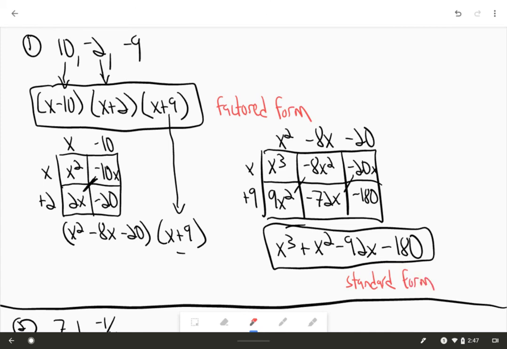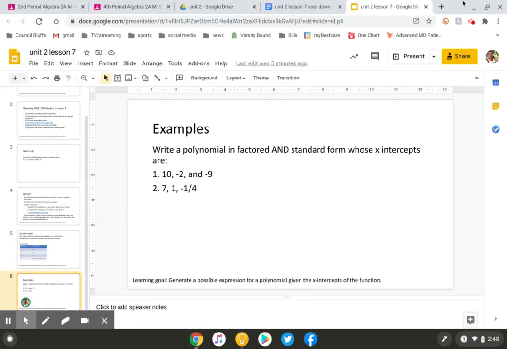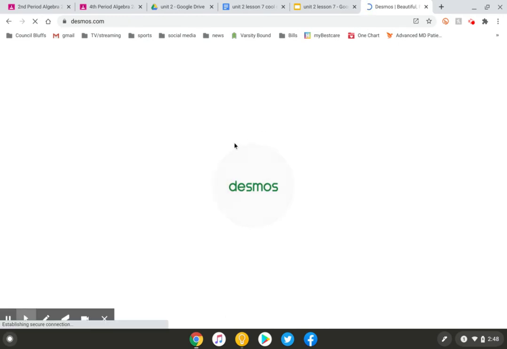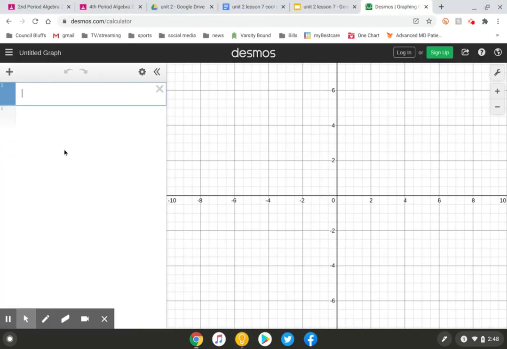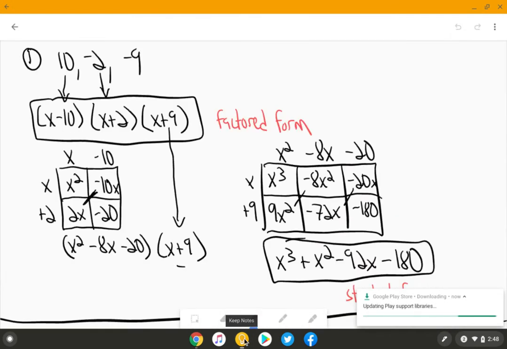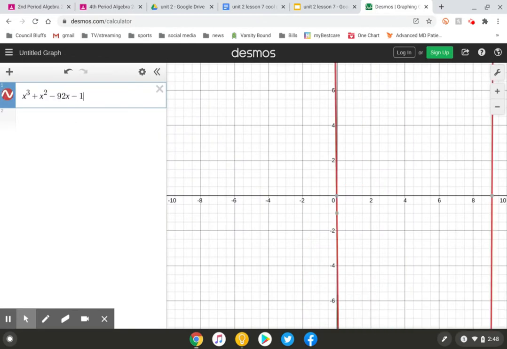And the good thing about this is we can then take that polynomial, x cubed plus x squared minus 92x minus 180, and we can actually graph it in Desmos to check and make sure that we're right. So that's exactly what I'm going to do. So we have x cubed plus x squared minus 92x minus 180.